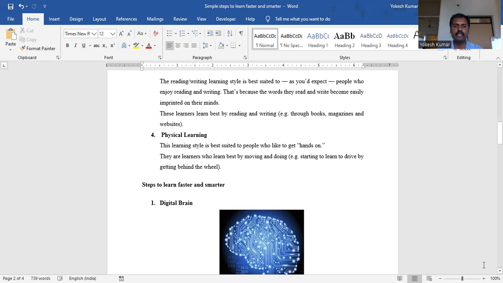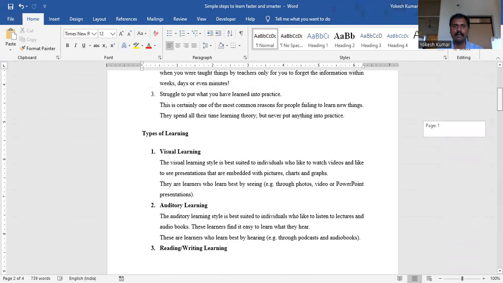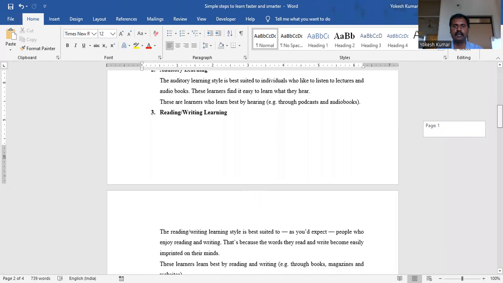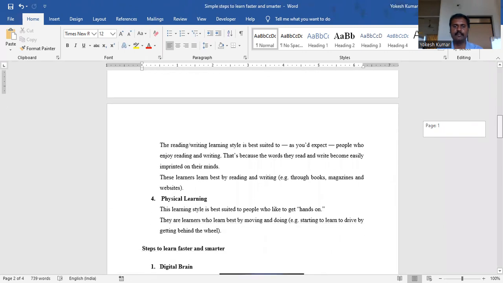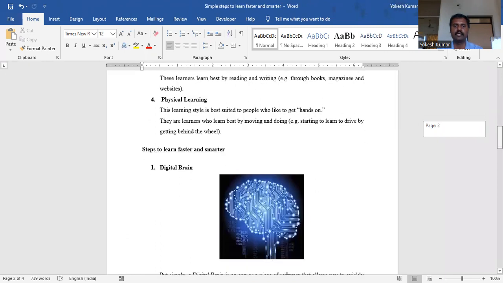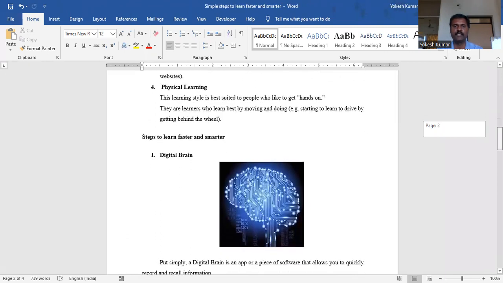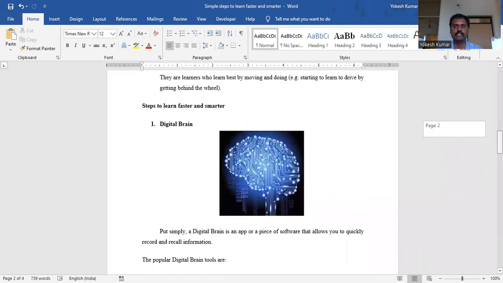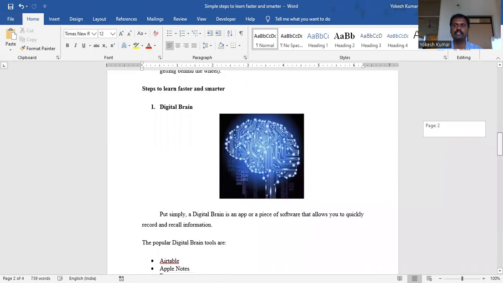So now we'll see about how to learn smarter and faster. We already discussed the obstacles to learning and the types of learning, so we have some idea about learning. Next we discuss how to learn smarter and faster. So the first foremost method is the digital brain. So what is a digital brain?